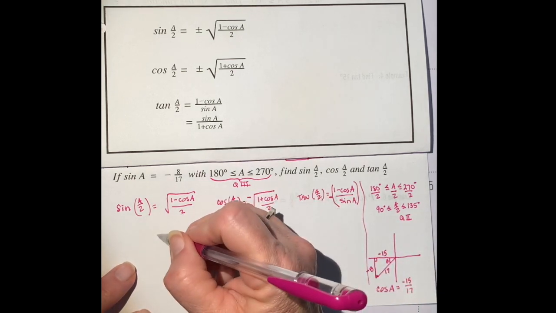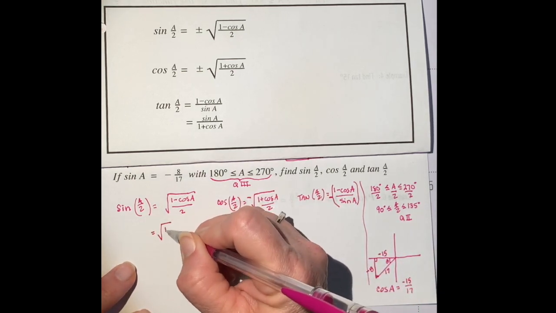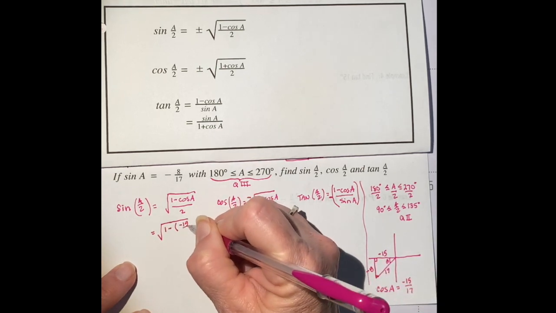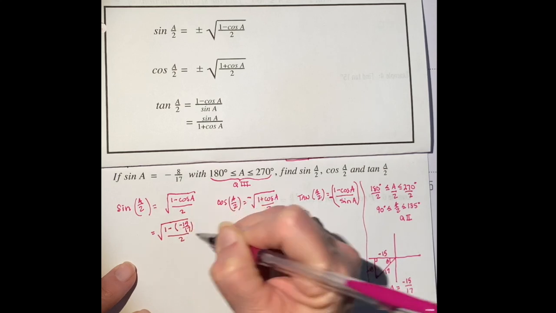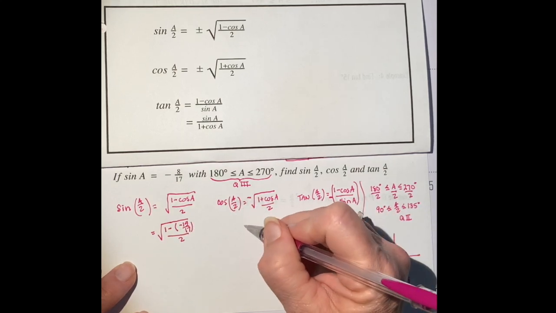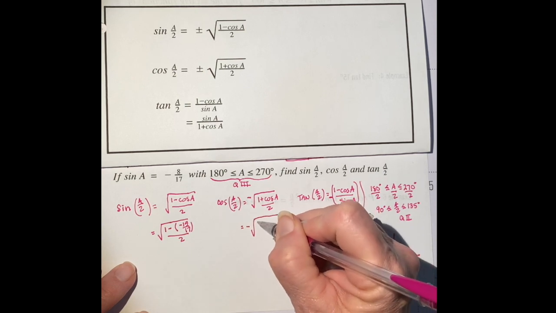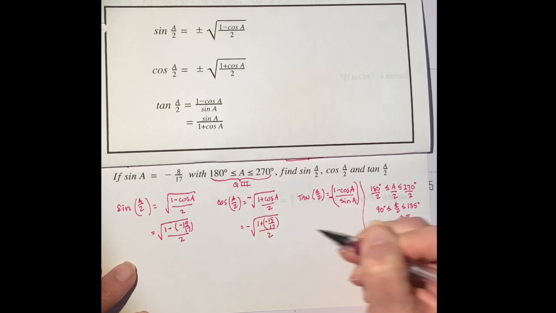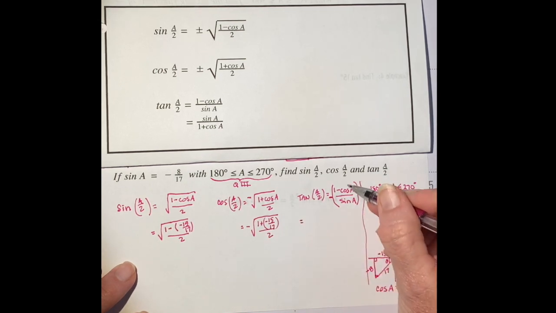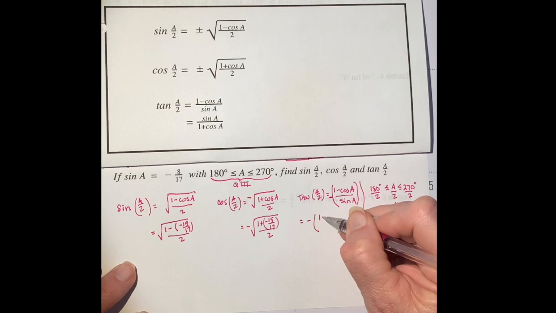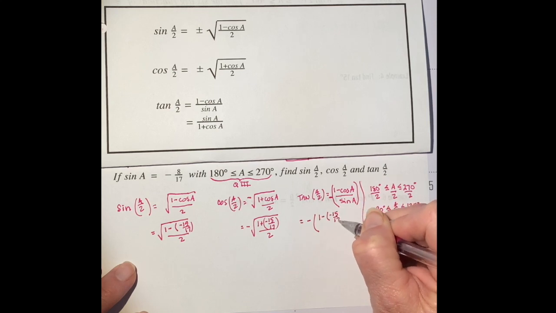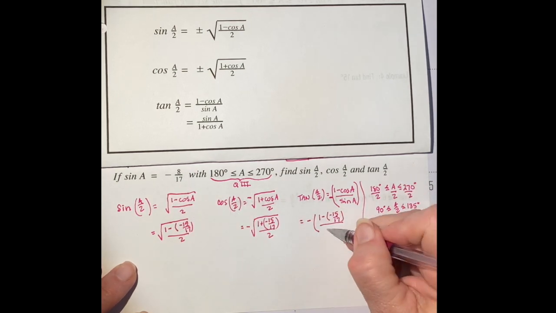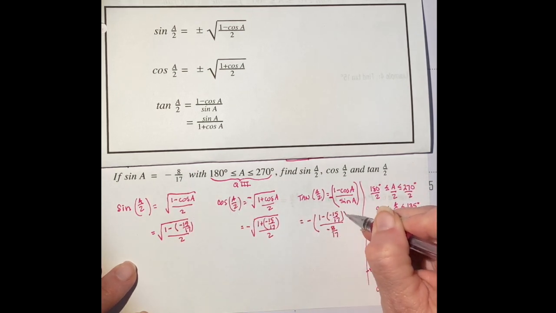So this one is going to be 1 minus cosine A, which is negative 15 over 17, divided by 2. This one is going to be negative square root of 1 plus negative 15 over 17 divided by 2. And this one is going to be negative 1 minus negative 15 over 17 divided by the sine of A, which was given to me in the problem, negative 8 over 17.